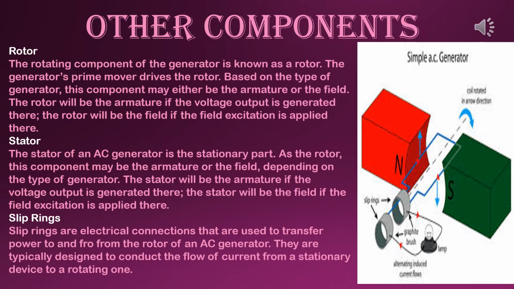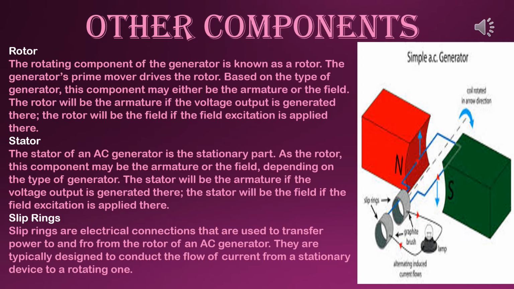Slip rings. Slip rings are electrical connections that are used to transfer power to and fro from the rotor of an AC generator. That means in periodic motion. They are typically designed to conduct the flow of current from a stationary device to a rotating one.